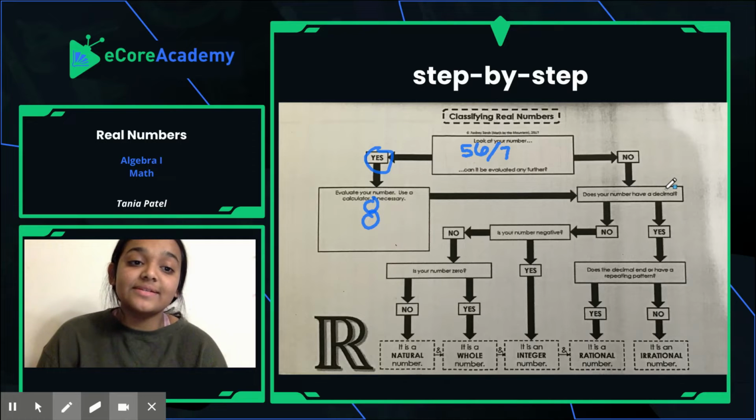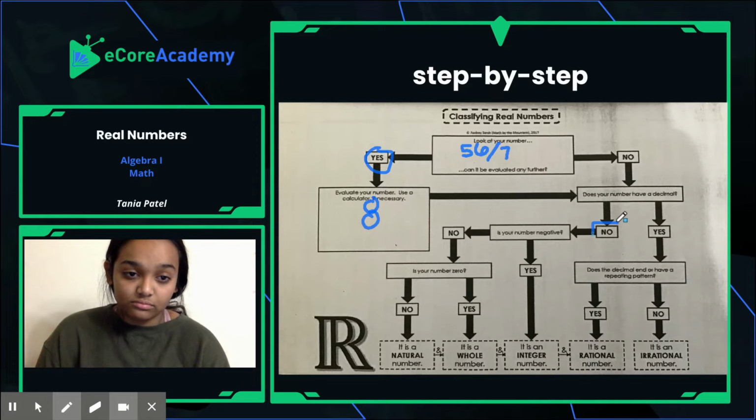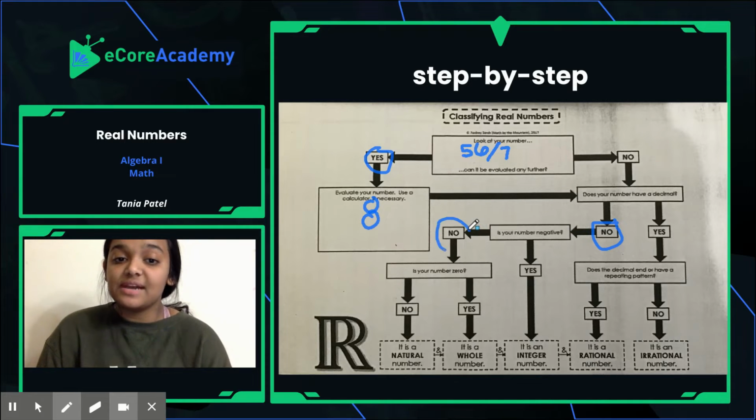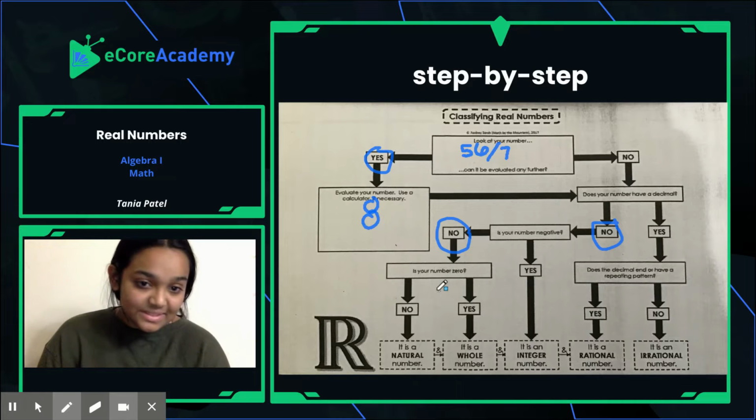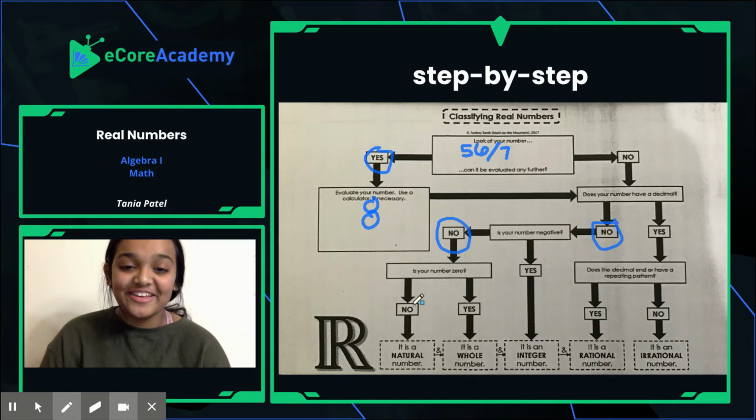And the next question is, does your number have a decimal? There is no decimal with this 8, so no. Follow the arrow. The next question is, is your number negative? I don't see a negative sign. It is positive, so no, it's not negative. The next question is, is your number 0? It's 8. It's not 0, so no.